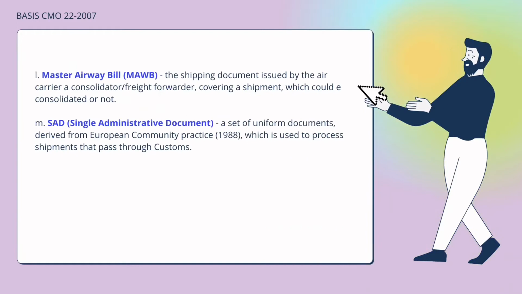For letter L, Master Airway Bill or MAWB is the shipping document which is issued by the air carrier to a consolidator or freight forwarder, which covers a shipment which may or may not be consolidated. Lastly, SAD, which means Single Administrative Document. It is a set of uniform documents derived from European Community practice in 1998, which is used to process shipments that pass through customs. That would be all for the definition of terms.